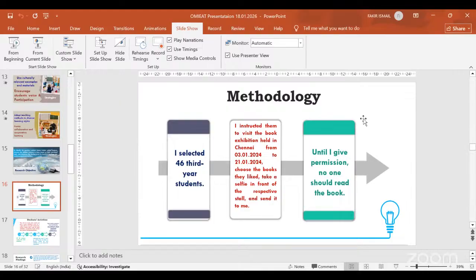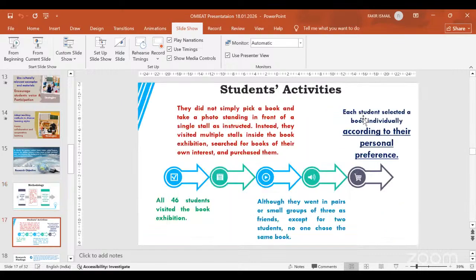Normally, it is against logic. What is the purpose of going to an exhibition? To buy a book and to study. But I instructed the students that until I give permission, no one should read the book. What is the students' reply? Students' activities: all 46 students visited the book exhibition in that period on different days.